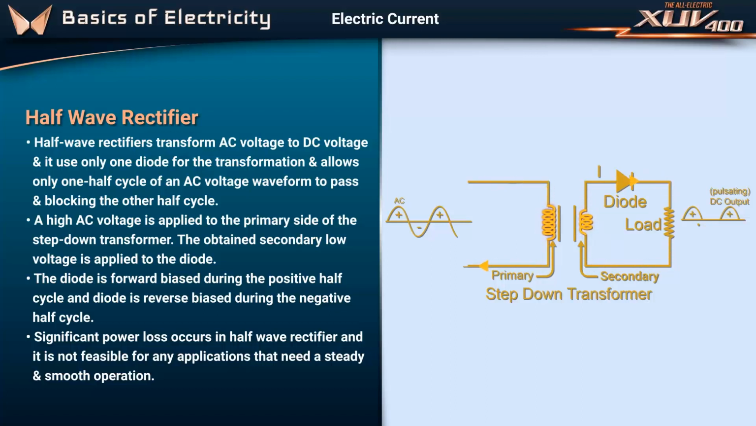The diode is forward biased during the positive half cycle and reverse biased during the negative half cycle. Significant power loss occurs in a half-wave rectifier, and it is not feasible for any applications that need a steady and smooth operation.